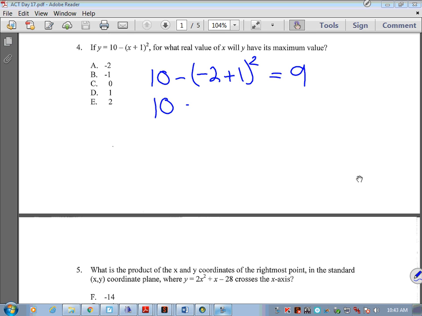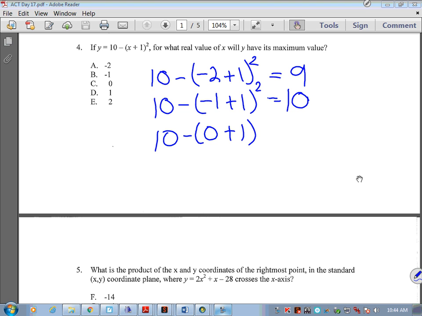All right, 10 minus -1 plus 1. Those are going to cancel out. I'm going to get 0 squared, so 10 minus 0 is 10. Plug in 0. 0 plus 1, that's giving me again 10 minus 1, so I wind up back with 9. We can do 1. 1 plus 1 squared is 2 squared, which is 4. Then I'm taking 10 minus 4, so I'm getting 6. And we want a maximum.